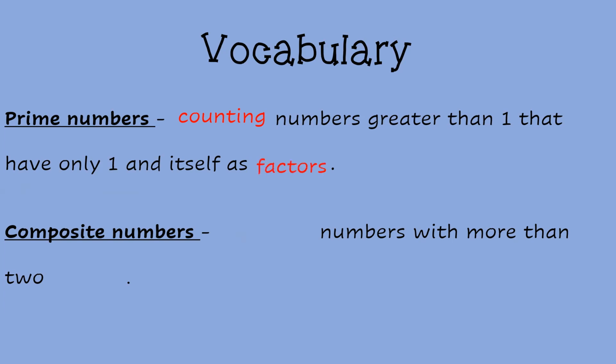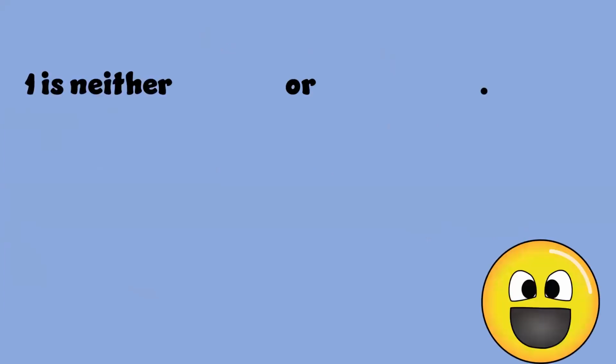as factors. So they only have 1 and itself as factors. Composite numbers are counting numbers with more than 2 factors. So they have something other than 1 and itself. So 1 is neither prime nor composite. 1 just is. It just is what it is.